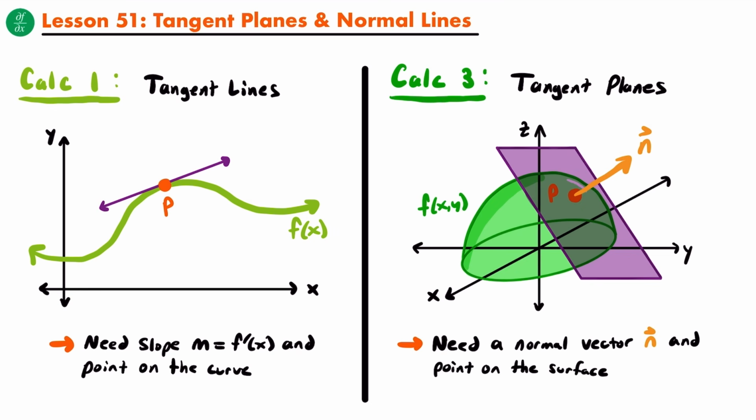But how do we get it, right? Given a surface represented by a multivariable function and a specific point on that surface, how do we find a normal vector to the tangent plane at that point so that we can create the equation of that tangent plane? Well, in order to understand how we'll find this normal vector, what we first need to do is take a step back into two dimensions.